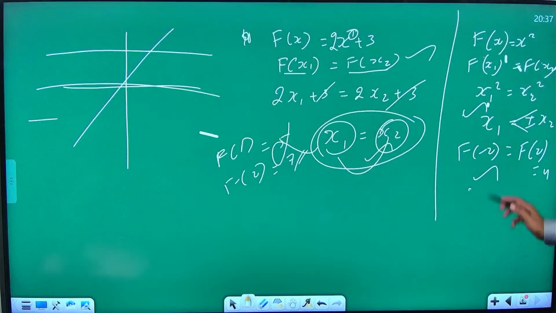Yes, I have brought it here. Here I came to x1 equal to plus x2, x1 equal to minus x2. I have two numbers that are equal to x1. So it is not a one-to-one function.